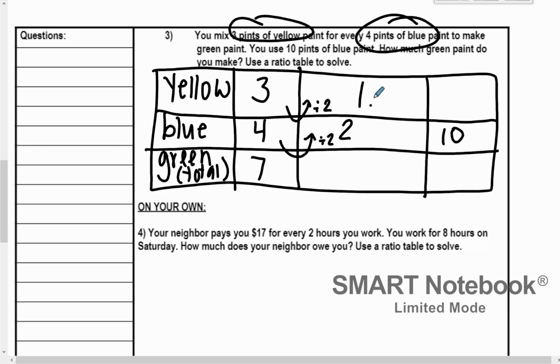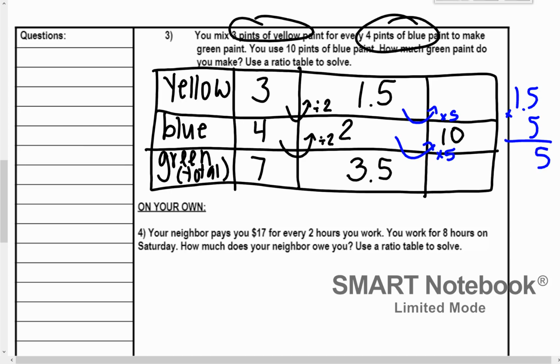3 divided by 2 is 1.5. So now we have 1.5 pints plus 2 pints, which gives us 3.5 pints. All right. Now we can go from 2 to 10 relatively easily by multiplying by 5. We just have to take 1.5 and multiply it by 5.